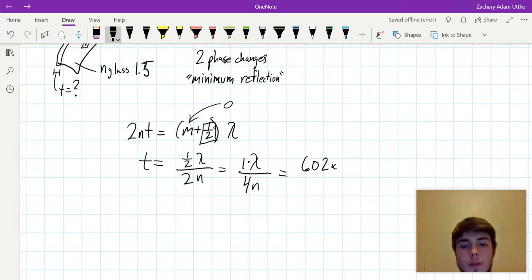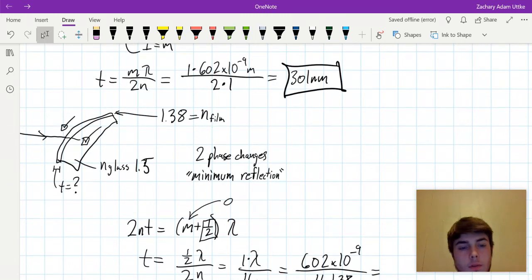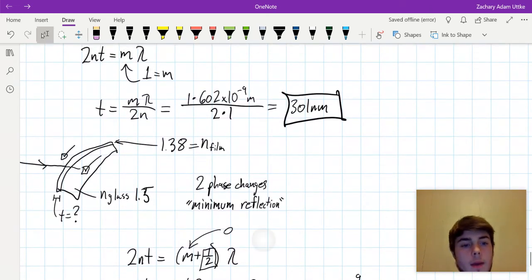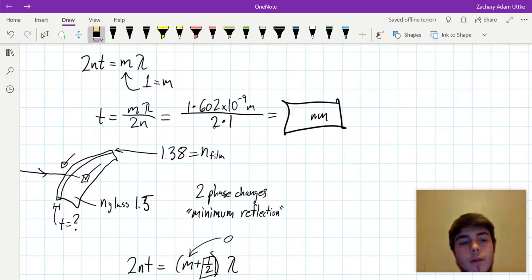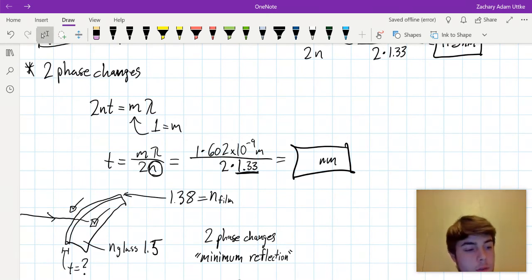So we got 602 times 10 to the negative 9th divided by 4 times n, which is the film. We said it was 1.38. So let's calculate this. Actually, I realized that I made a mistake right here. So let's just go back to this problem real quick. So we need to make sure we use the n of the film. So I should have used 1.33. So let's recalculate this. So 602 divided by 2 times 1.33. And I get 226 nanometers. Okay.